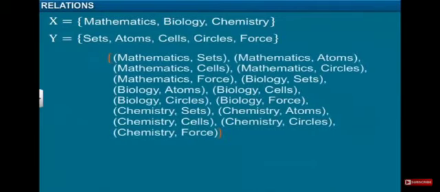Now another example, let X is equal to {mathematics, biology, chemistry} and Y is equal to {sets, atom, cell, circle, force}. So we have in X cross Y a total of 15 elements, total 15 ordered pairs, because n(X) is equal to 3 and n(Y) is equal to 5. So X cross Y is 3 cross 5, equal to a total of 15 elements like mathematics sets, mathematics atoms, mathematics cells, mathematics circles, mathematics force and so on for biology and chemistry also. So in total we have 15 ordered pairs.